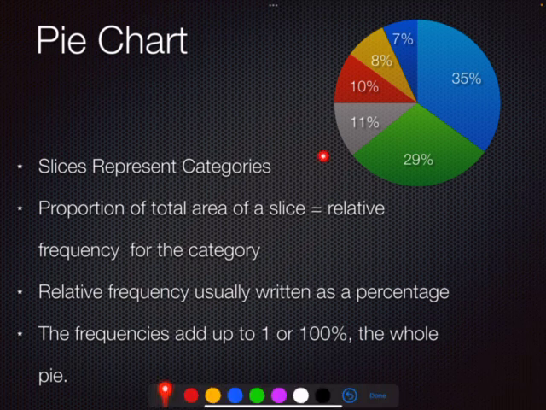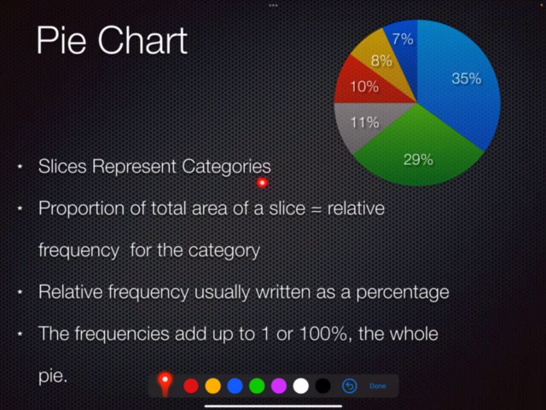So here I've got just a random pie chart set up, and here are some facts about it. The slices represent different categories. Usually we have a legend with this that tells us what red represents, green represents, and blue, etc. When we get to more details, we'll show what each of these colors represents. Each one represents some sort of category.